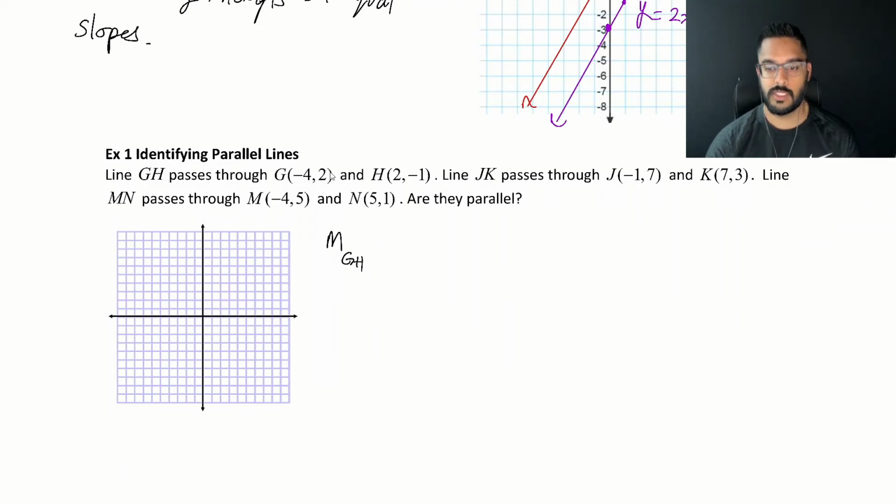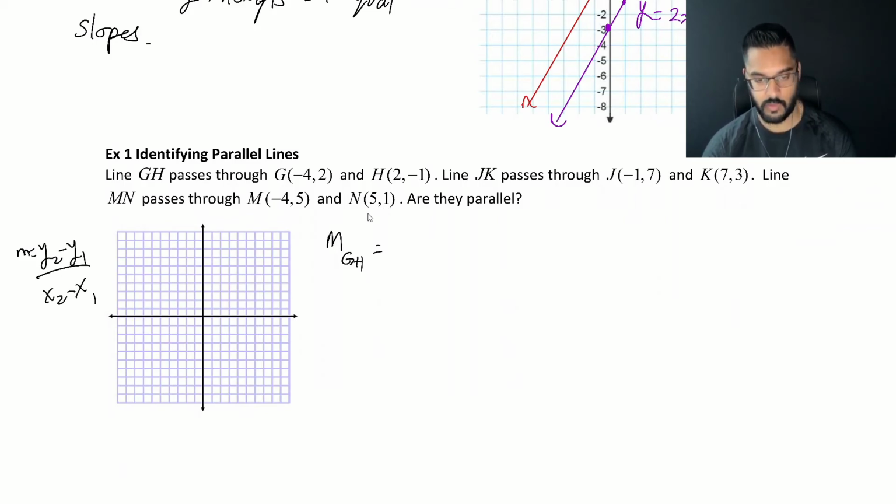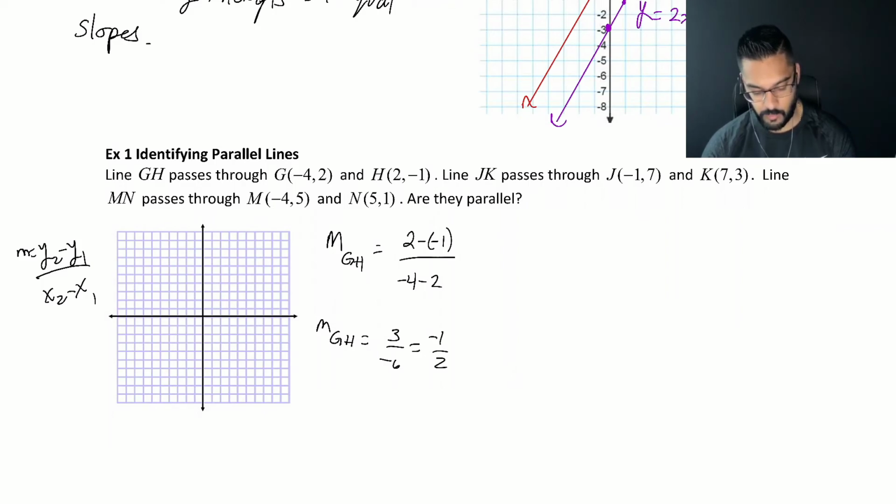So the slope of G to H, and then our slope formula is, I'll write it on the side here, y2 minus y1 over x2 minus x1. The change in the y's divided by the change in the x's. So along the top, I'm going to do 2 minus negative 1, and again, purely just by choice, and then negative 4 minus 2. So the slope of GH, that line, is 3 over negative 6, which is the same thing as negative 1 over 2.